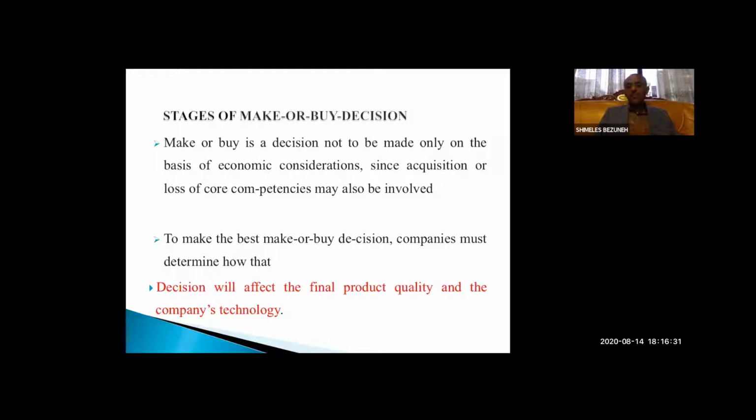Let's see the stages. The make or buy decision is not to be made only for economic considerations. It is about core competency. In order to be competitive in your environment, you should make strategic, consistent, and structured decisions. To make the best make or buy decision, we should see the effect on the final product quality. Why? Because the worry behind making a decision is the quality of the final product and the company's technology. That makes me worry about choosing make or buy.